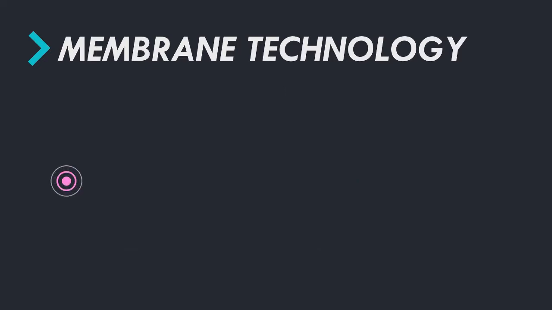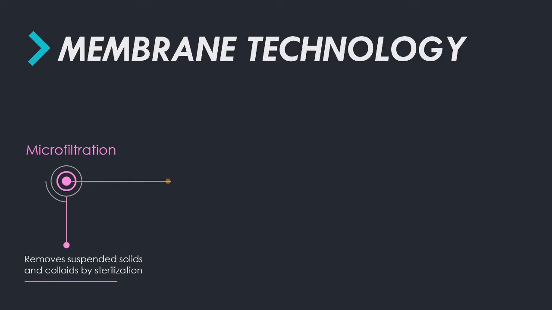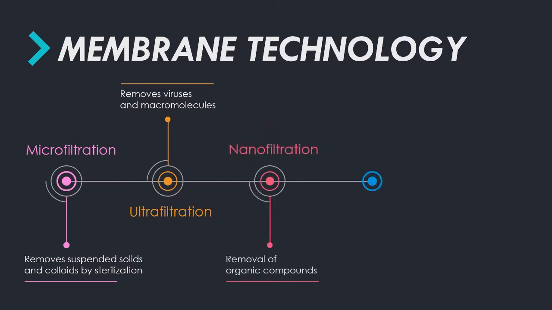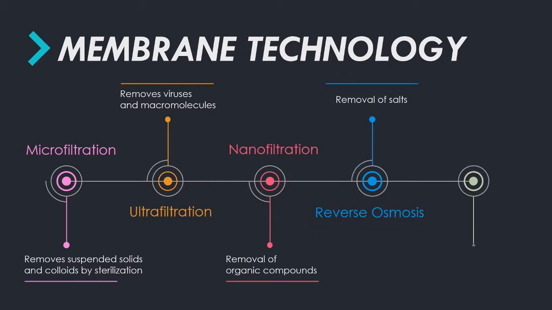Microfiltration is the removal of suspended solids and colloids by sterilization. Next, ultrafiltration will remove viruses and macromolecules, while nanofiltration will remove organic compounds. Reverse osmosis will remove salts, and forward osmosis will remove phenol, aniline, and nitrobenzene.